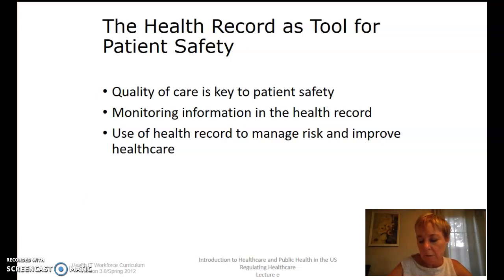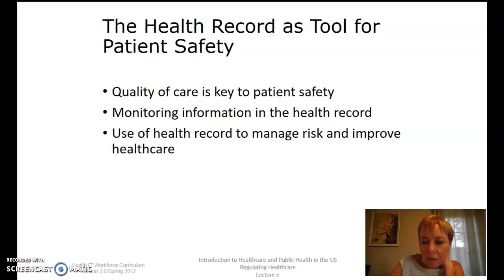Now I know that you're in health records management, or that you have taken health records management, or you will take it sometime in the future. But what you learn in health records management is the health record as a tool for documenting patient care. But it's also a tool for patient safety. So quality of care is key to patient safety. And so they monitor that information in the health record, and they use that information to manage risk and improve care. So it is a communication tool for all members of your healthcare team.